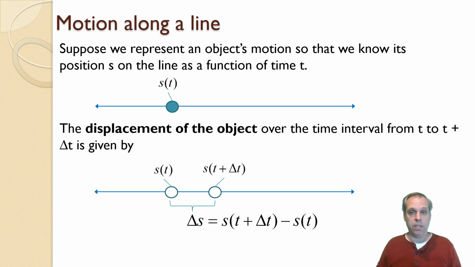The symbol for displacement is just the change in s, and it's literally just the difference in the two positions, where you take the position at time t plus the change of t and subtract from it the position when the time is just t. Now, in my picture, I've drawn it so the displacement is positive. That doesn't have to happen. Displacement could be positive or negative.